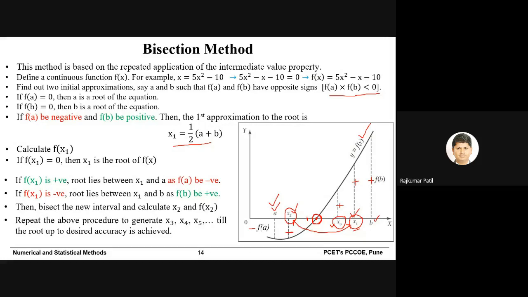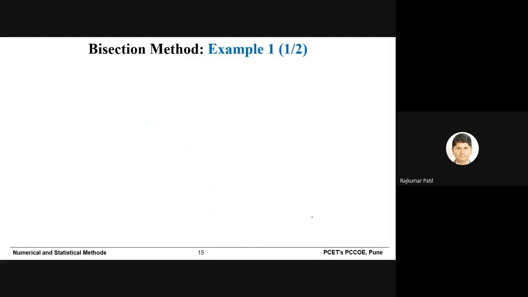Now students, some of you may feel that it's very difficult to understand from this, so we will take an example so that you can understand this method very easily. So we will solve one problem. The problem is: find the root of the equation x cubed minus 4x minus 9 equal to 0 using the bisection method correct to 3 decimal points.